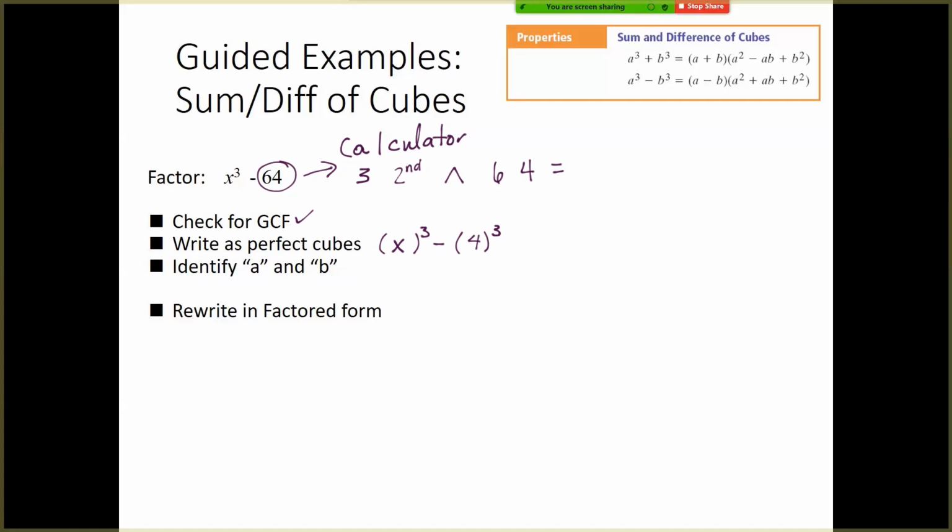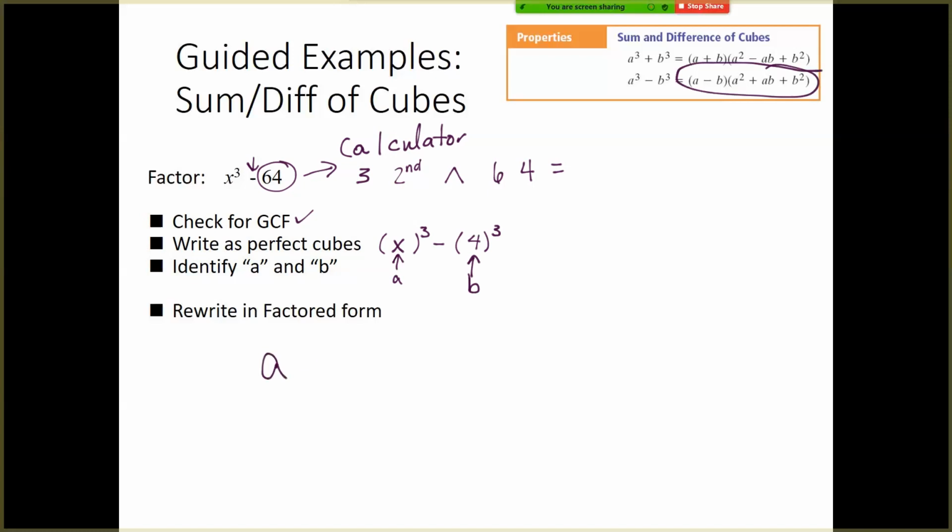That means that A and B, this is going to be A, and this is going to be B. So when I use my formula, whatever two numbers or letters, variables in this case, those two are going to be what I use in my formula. Since the original here is minus, I'm going to use the second formula.